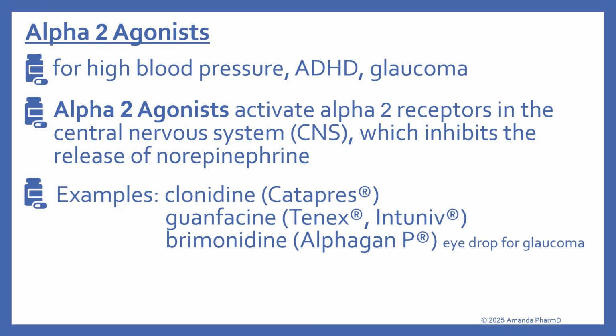Next are the alpha-2 agonists. These are for high blood pressure, ADHD, or glaucoma. Alpha-2 agonists activate the alpha-2 receptors in the central nervous system, or CNS, which inhibits the release of norepinephrine. Some examples include clonidine, brand name Catapres, guanfacine, brand name Tenex or Intuniv, and brimonidine, brand name Alphagan P, which is the eye drop for glaucoma.